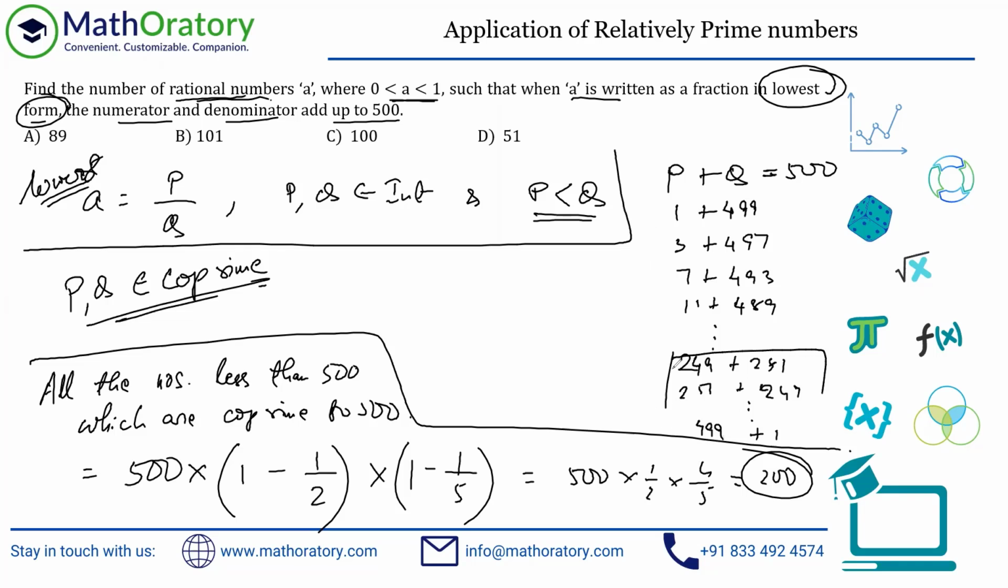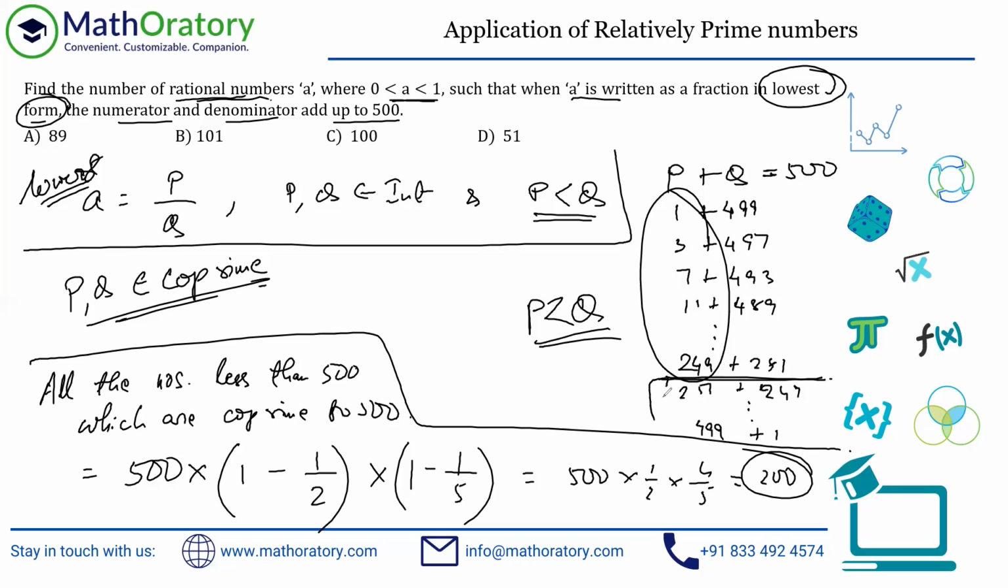But what you observe at this stage is that this is just switching over. Till this point, you should have 100 numbers where P is less than Q, and then again 100 numbers where P is greater than Q, because it's the same numbers just swapping. If you have 1 plus 499 as a solution, then 499 plus 1 is also a solution. So you should have equal solutions where P is less than Q and where P is greater than Q. Effectively, the solutions that satisfy our constraint are half of 200, or 100, as our final answer.